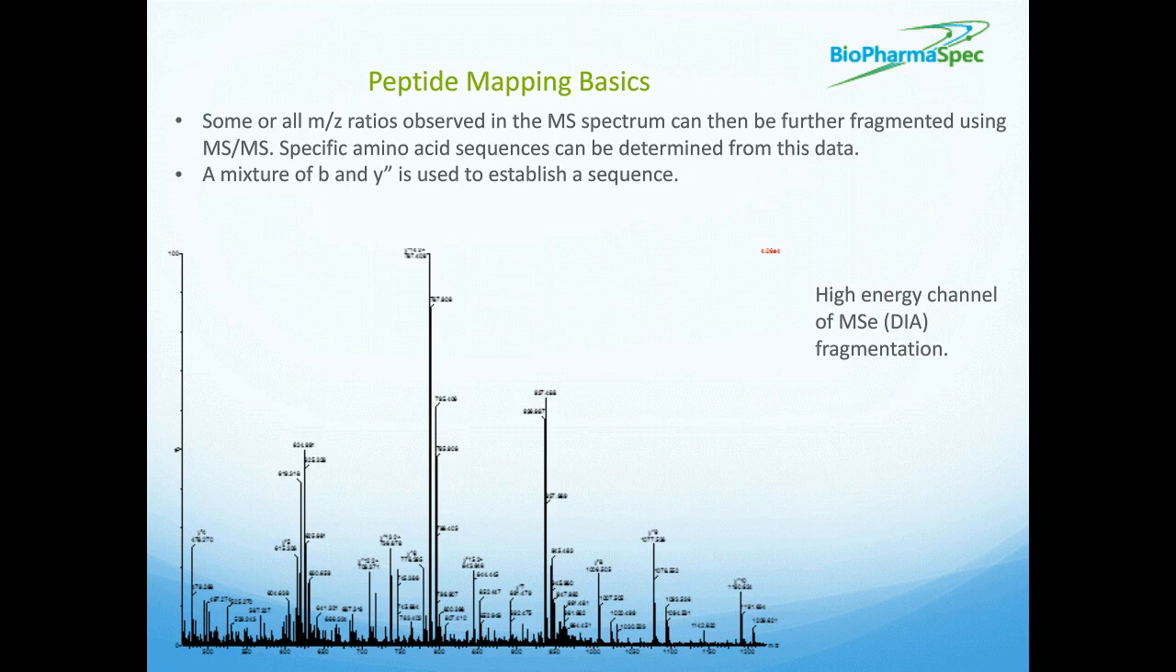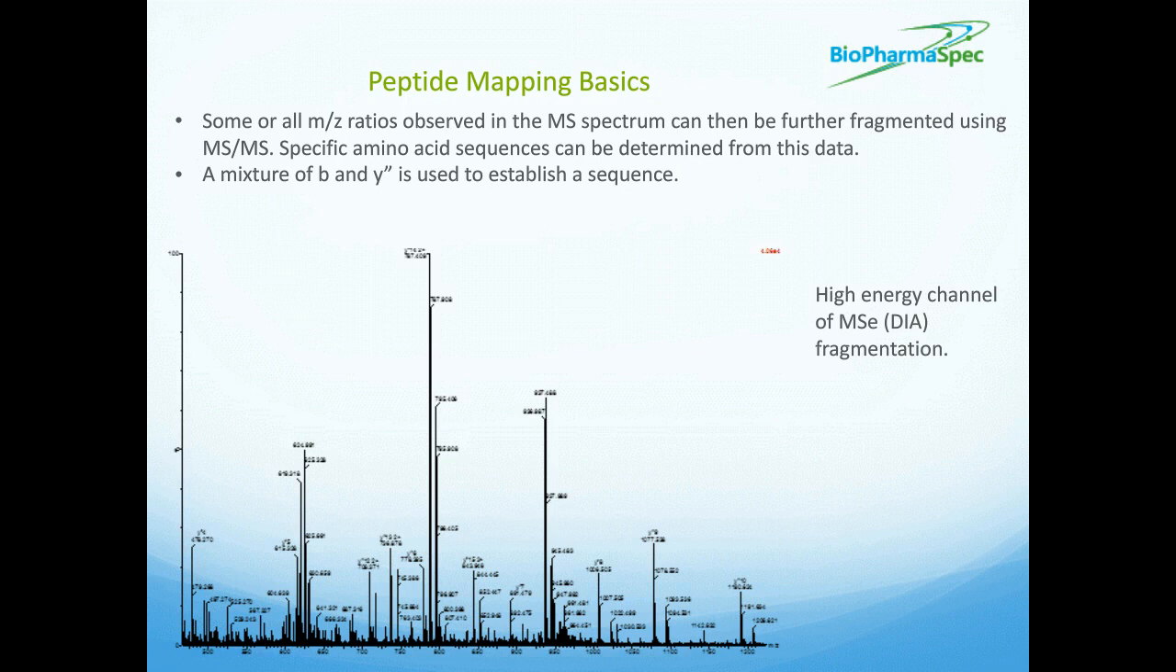Next I want to talk about our MS-MS spectra. This is the fragmentation that I've been talking about. For this, some, or in this case all, mass-to-charge ratios observed in the mass spectrum can be further fragmented with MS-MS. From this, we can determine specific amino acid sequences of the peptide. To do this, we use a mixture of what we call B and Y ions. B ions are fragmented from the N to the C terminus of the peptide, and Y ions are in the reverse direction, C terminus to N terminus.